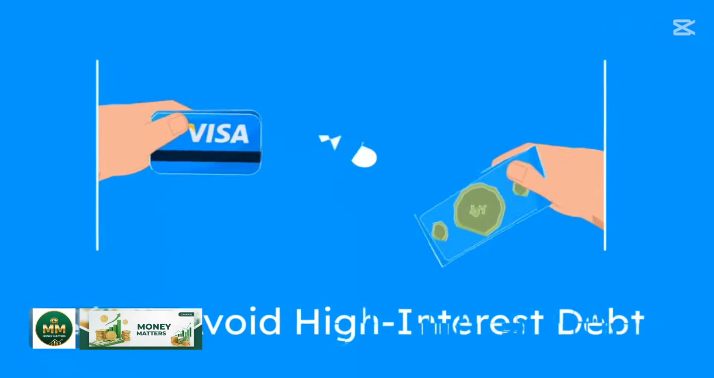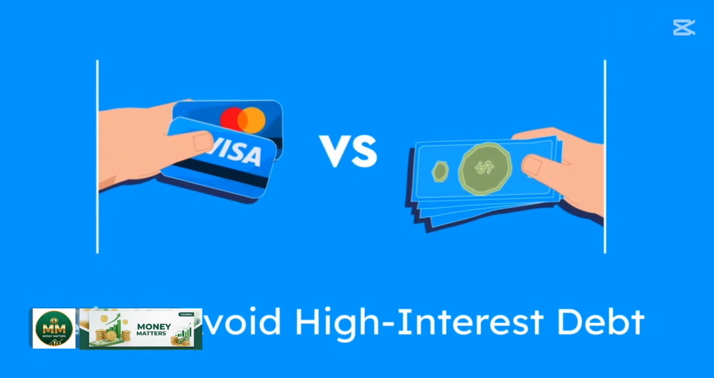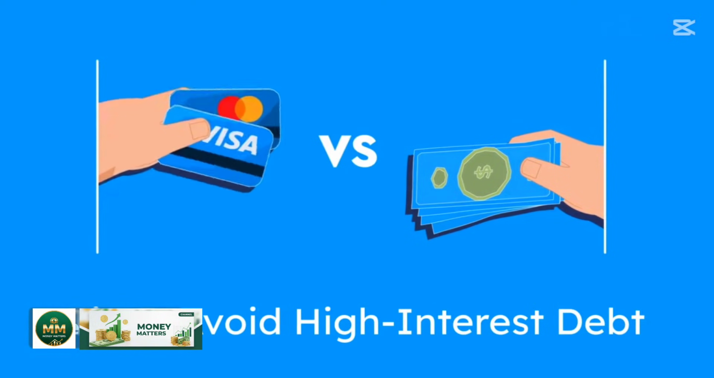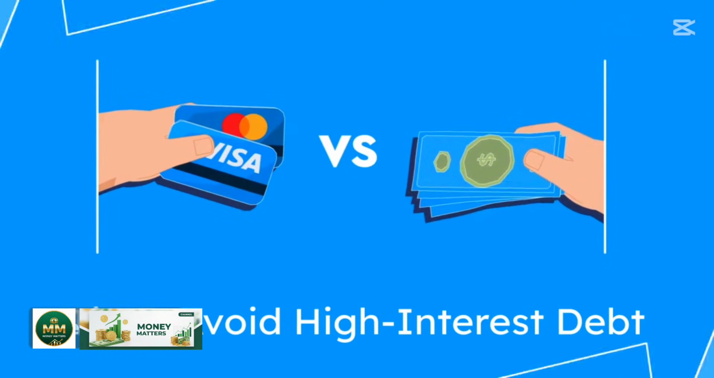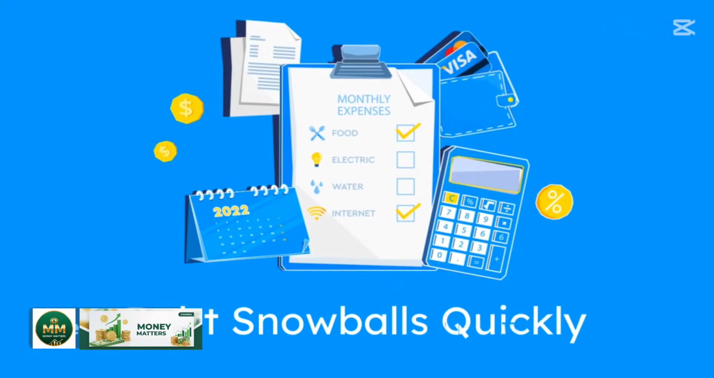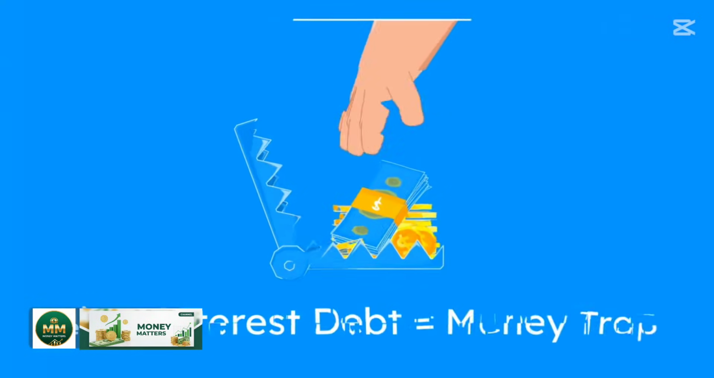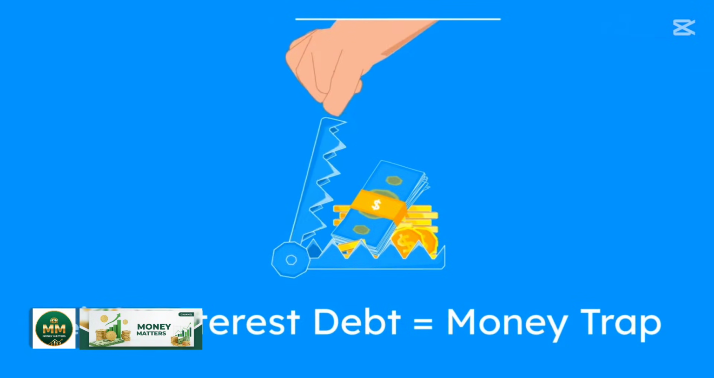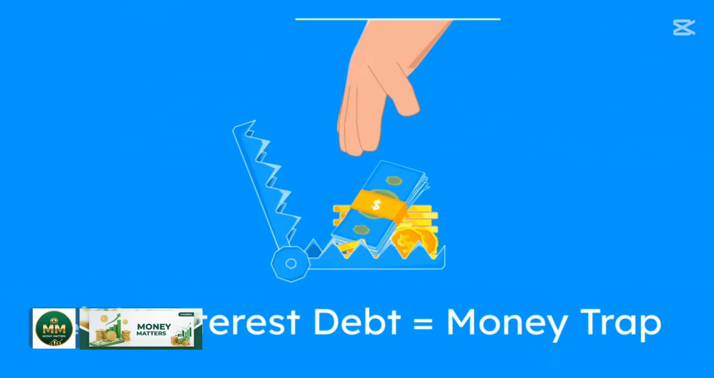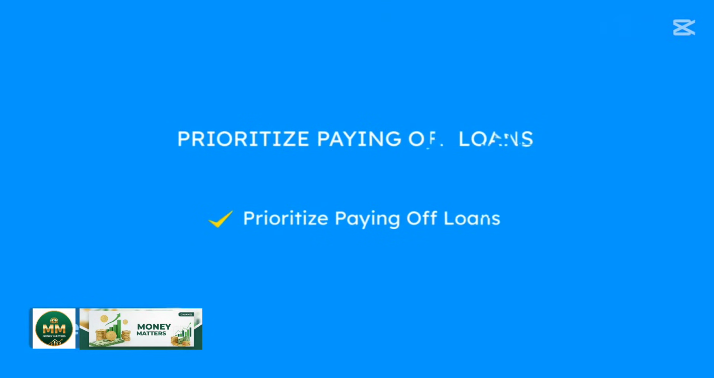Avoid high-interest debt if possible. High-interest debt, like some credit cards or payday loans, can snowball quickly. If you only make minimum payments, the debt can grow faster than you expect. High-interest debt is like a money trap. It takes more of your income over time, limiting your ability to save or invest. Prioritize paying off high-interest loans before taking on new debt.